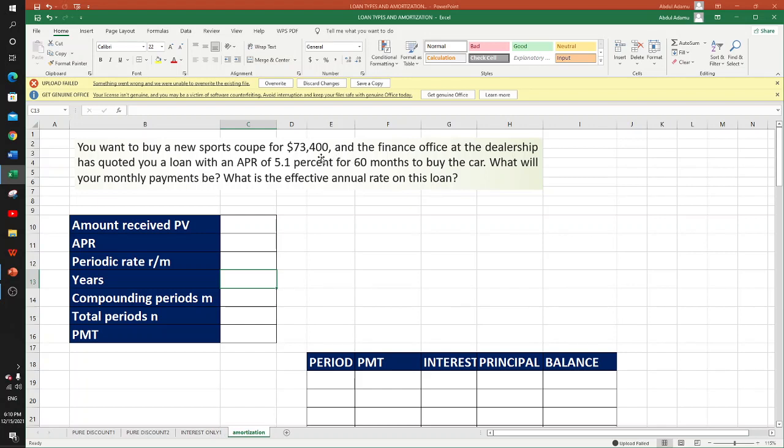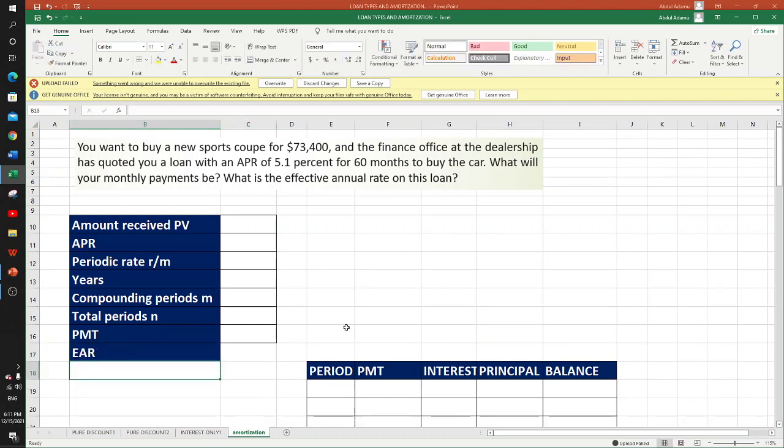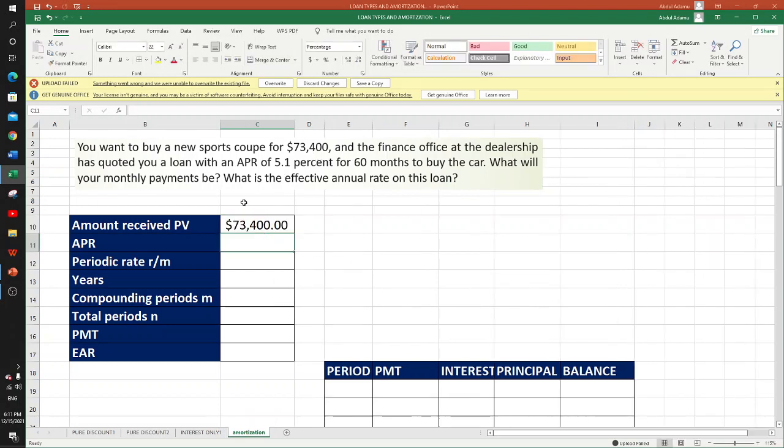What is the effective annual rate on this loan? We'll come to that. We have done that before. Let me put EAR as part of the table here. So first, the amount you are receiving today equals 73,400. The APR is 5.1%. The period is 60 months.